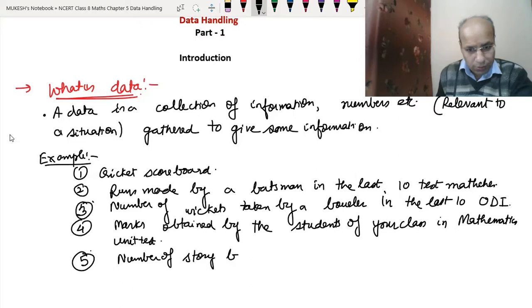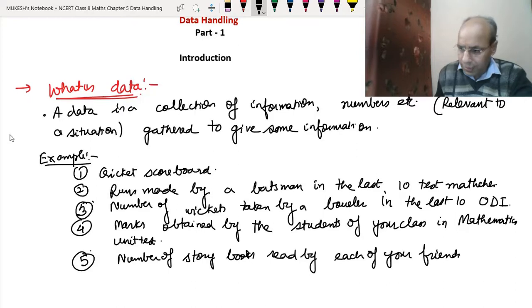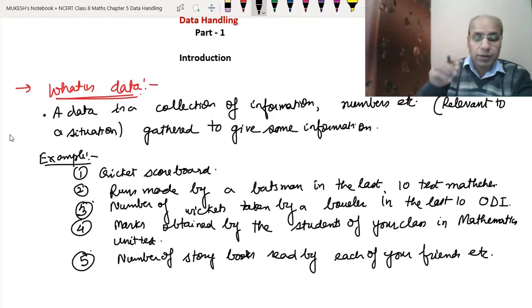number of storybooks read by each of your friends, etc. Okay, suppose you have been given the task to read storybooks, then against each name you can write how many storybooks that student has read. So this way we can see the extracurricular activities.